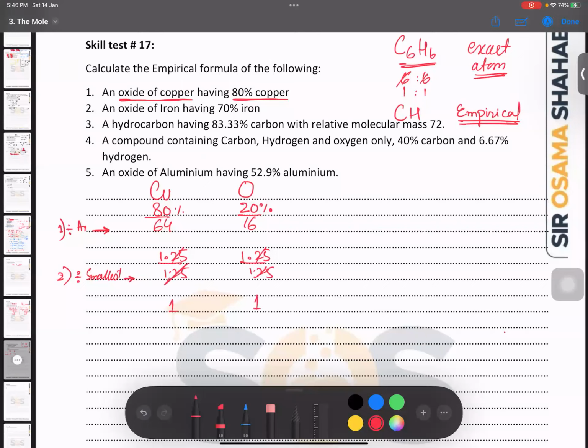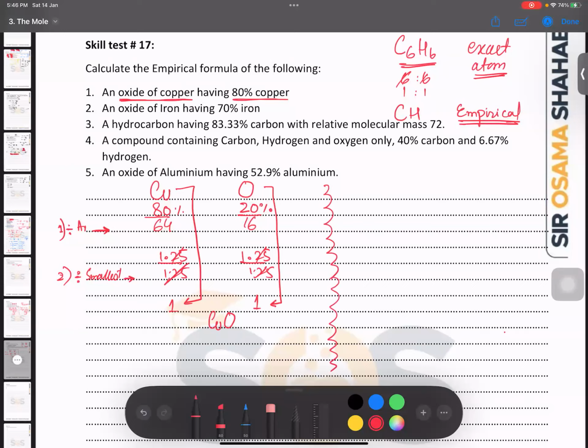So it is giving us the ratio कि आपके पास कॉपर 1 है तो उसके साथ ऑक्सीजन भी 1 ही है। तो फॉर्मूला क्या बना बच्चों? इट इज CuO, right every one of you? Yes, sir. Okay. Any problem? No, sir. Okay, so let's see the next one.